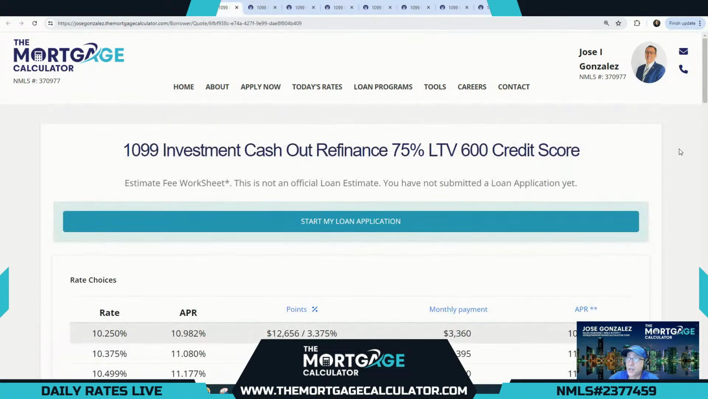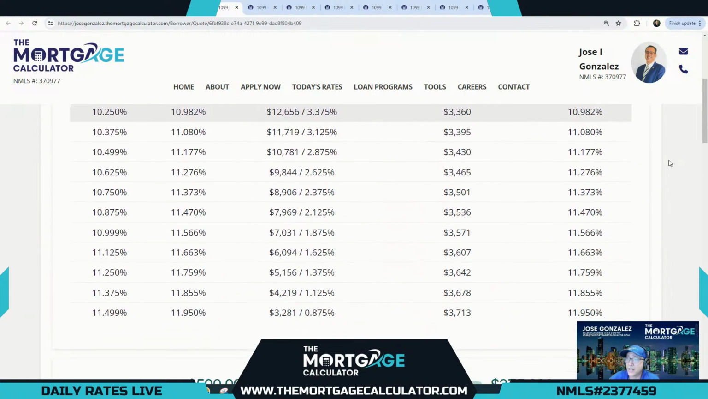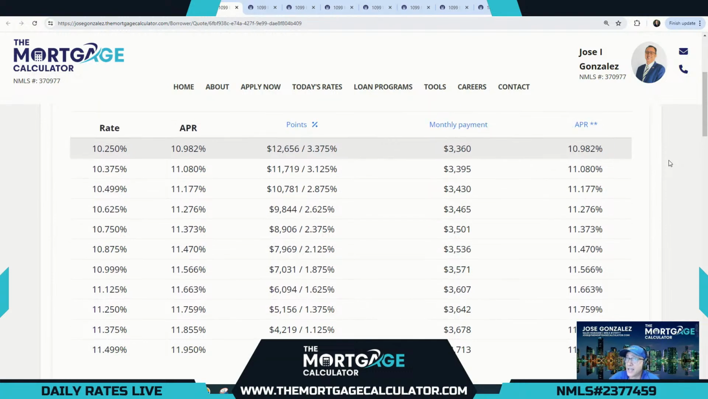And our last option here, investment cash out refi with a 600 credit score. And you're looking at 11.499 at a cost of 0.875 points. And you can buy that down all the way to 10.25% at a cost of 3.375 points. So amazing options here for 1099 borrowers where we can use 90% of the income shown on the 1099.